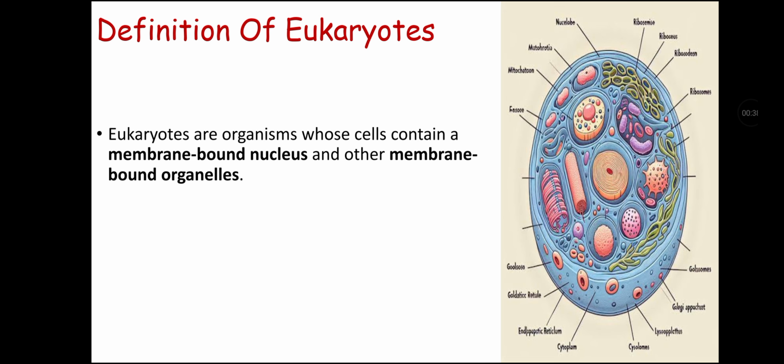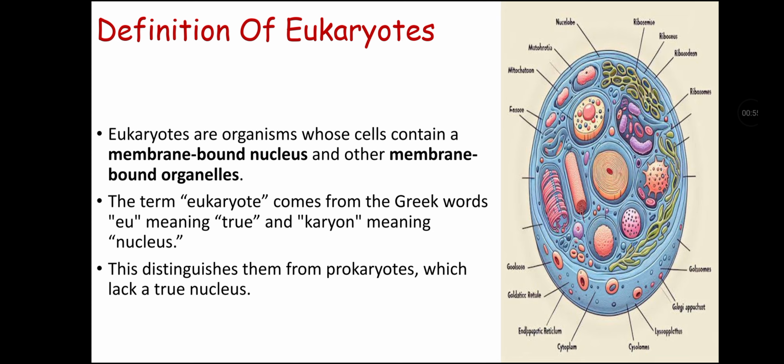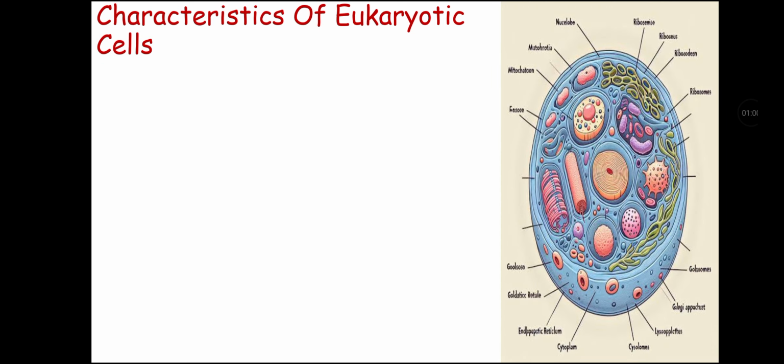Definition of eukaryotes. Eukaryotes are organisms whose cells contain a membrane-bounded nucleus and other membrane-bounded organelles. The term eukaryotes comes from the Greek word eu that means true and karyon that means nucleus. So it is a combination of two words, eu and karyon, that means true nucleus. So that distinguishes them from prokaryotes that do not have a true nucleus.